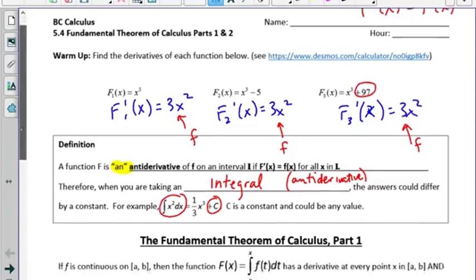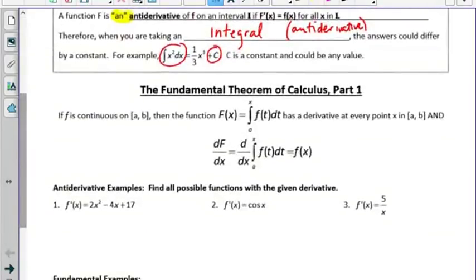Okay, so that leads us into the next thing, the fundamental theorem of calculus, part 1. There are two parts to the fundamental theorem of calculus. We're going to talk about part 1. If f is continuous on the interval a to b, then the function capital F equal to the integral from a to x of f of t dt has a derivative at every point, and we know that the derivative of this integral ends up being the original function that we took the integral of.